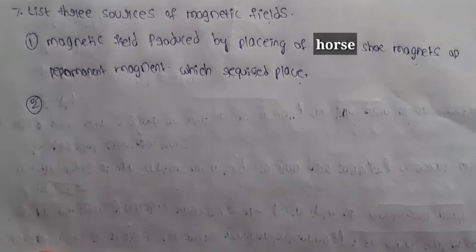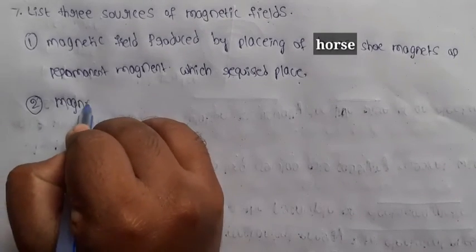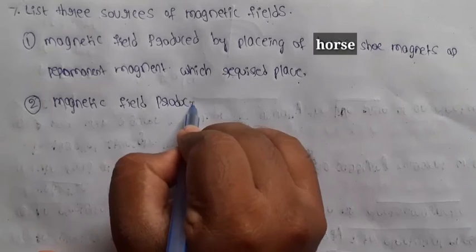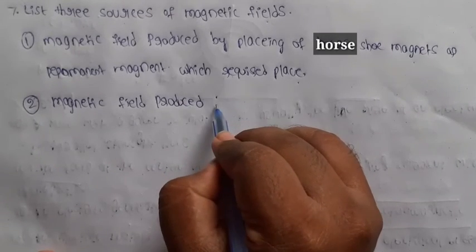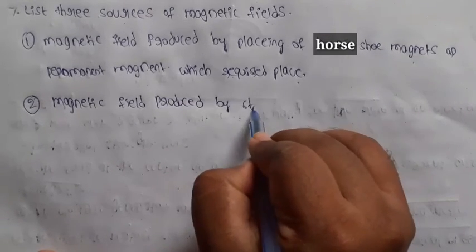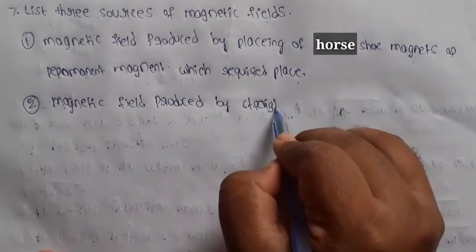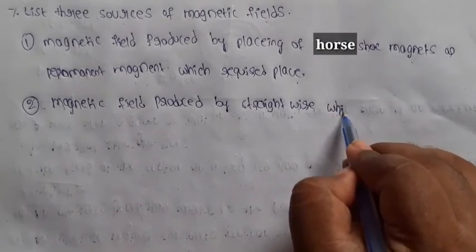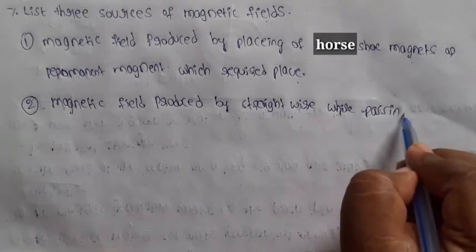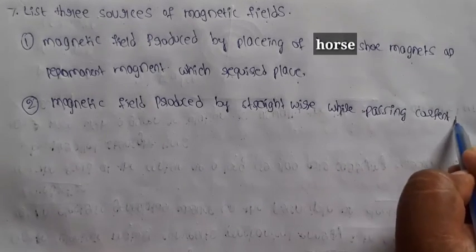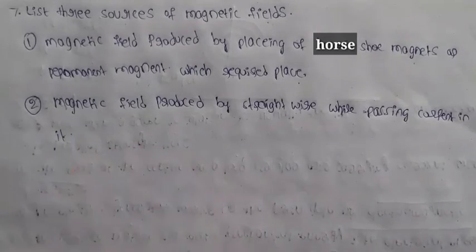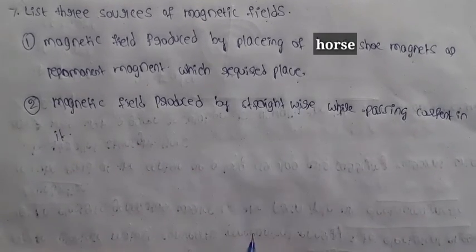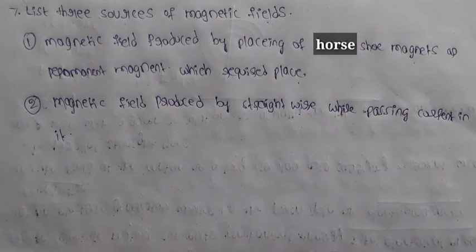Coming to the second one, magnetic field produced by a straight wire while passing current in it. When current is passing in a straight wire, a magnetic field will be developed around it.